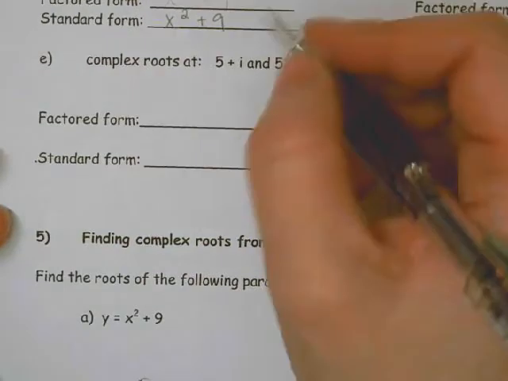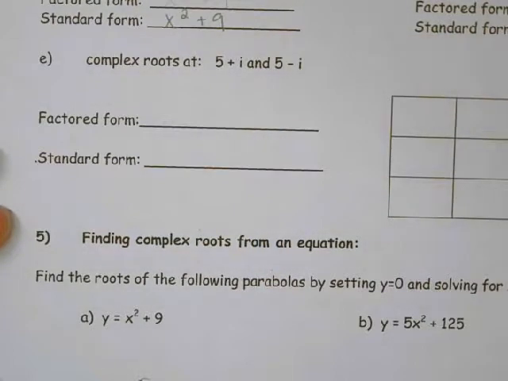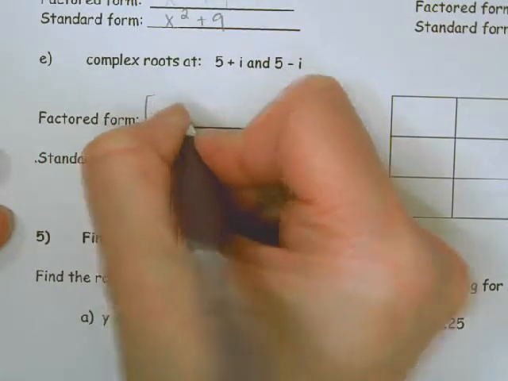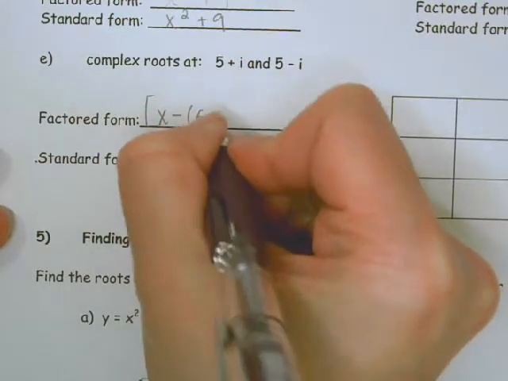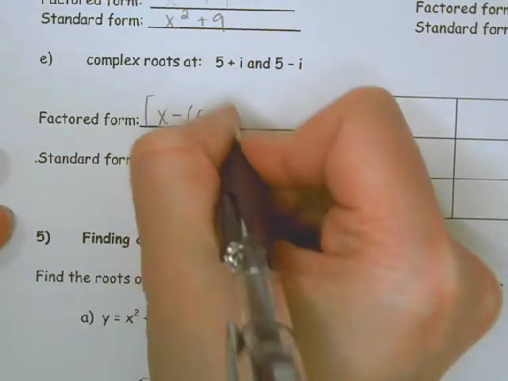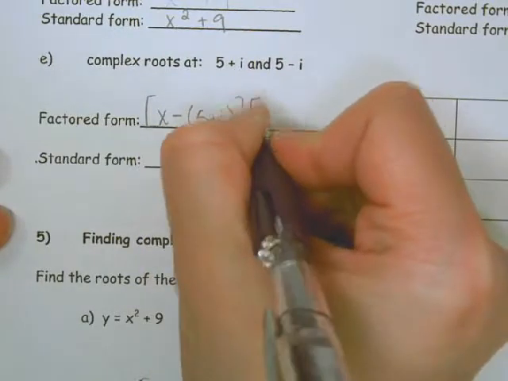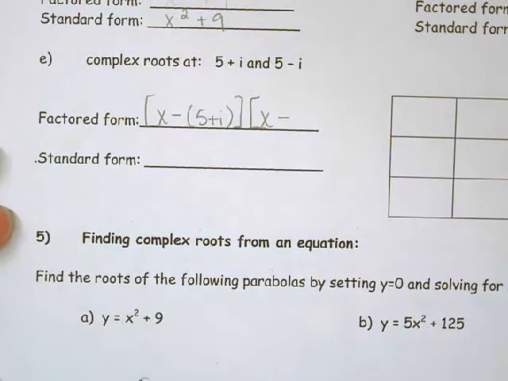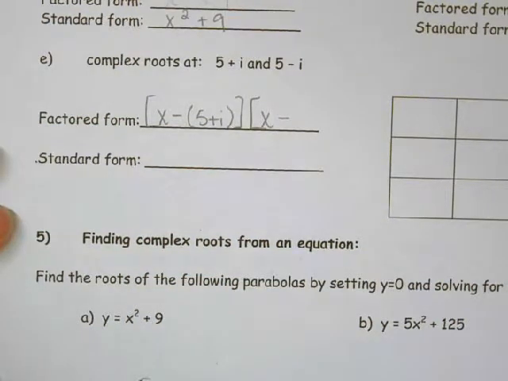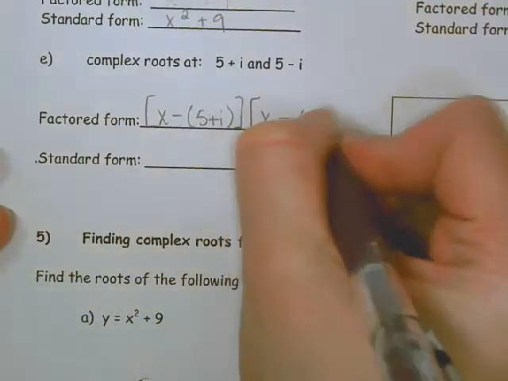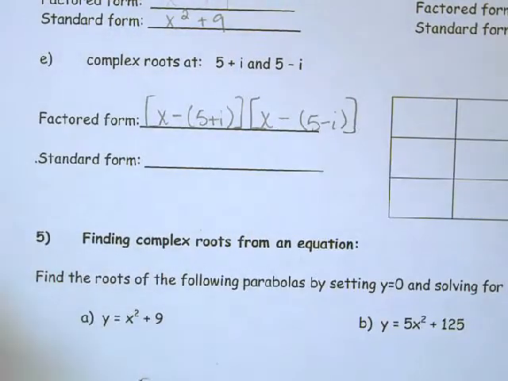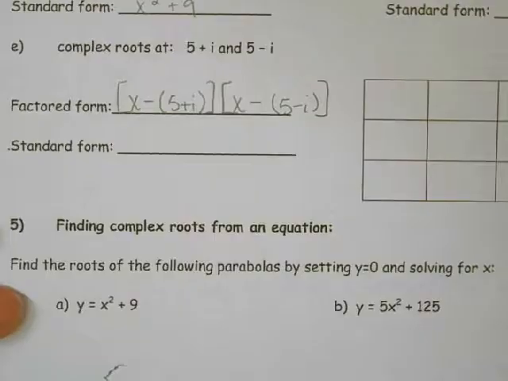If I have complex roots of 5 plus i and 5 minus i, that means my factored form is going to be x minus parentheses 5 plus i. That's one of my roots, and this is my factor, times x minus, because it's always x minus your root. It's when you have a negative root that it becomes plus. And then parentheses 5 minus i. So that's where we have to be careful with our negatives.